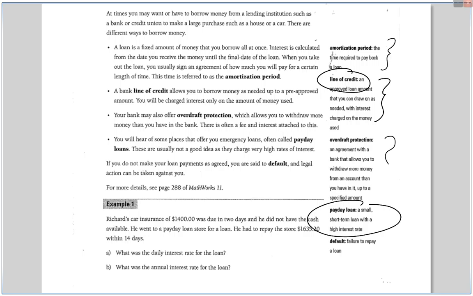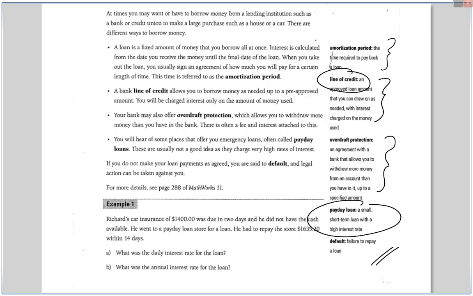Overdraft protection, this is a feature of a bank account that allows you to spend more than you have. And the last thing here is default. Default means that you have basically screwed up and you haven't paid back your loan.